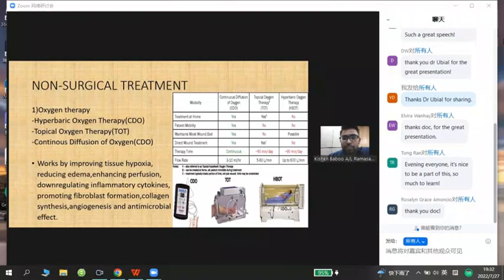But when it comes to CDO, the level of oxygen delivered is lower but constant. When choosing patients for oxygen therapy, it usually depends on the patient's comfort and whether they are available to come to the hospital, or they prefer to have it done at home. How it works is it improves tissue hypoxia, reduces edema, enhances perfusion, reduces inflammatory cytokines, promotes fibroblast formation, collagen synthesis, angiogenesis, and has an antimicrobial effect. Because oxygen is basically in every pathway of healing, it helps in almost every aspect of wound healing.